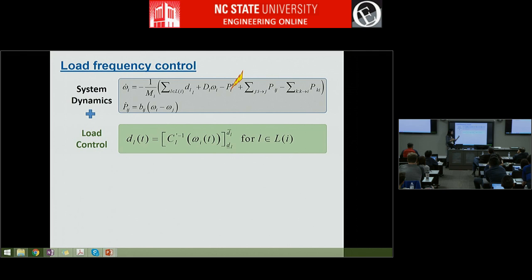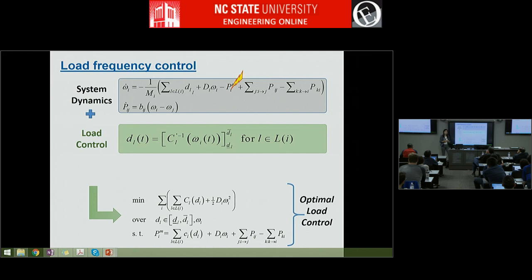Look at here, this is omega i, a local frequency. And this is c, some local distributed function, like every person has a different utility function. And this is how much load each person can change. So the load control is totally decentralized, only based on the frequency value.